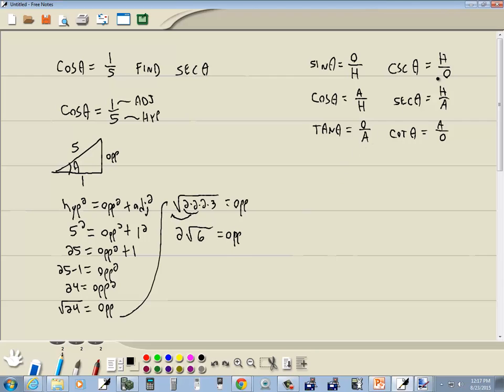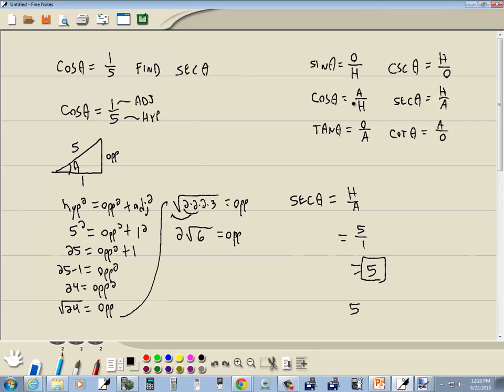Now after you have these, then you can plug them into any of these to find any of these values. Now this one was a lot easier than that. The secant, we see, is equal to hypotenuse over adjacent. Well, hypotenuse was 5 and adjacent was 1. We didn't even need opposite, did we? And that gives us 5 for our answer. And that's how you'd actually input it into the LMS too, is just 5.